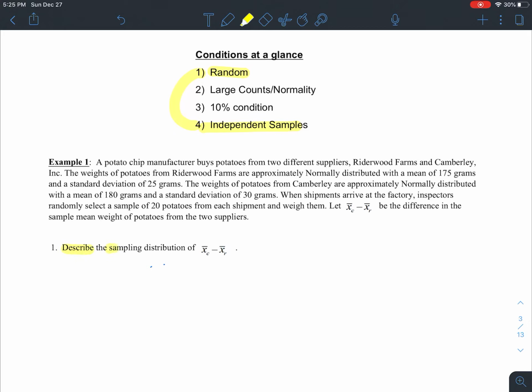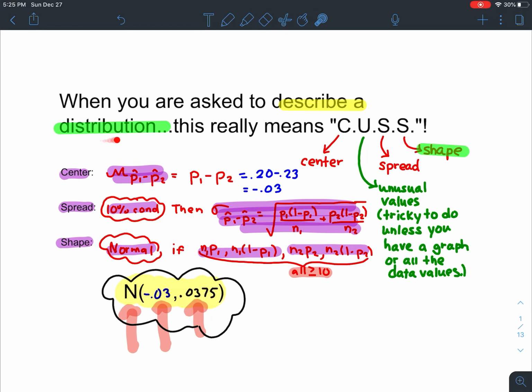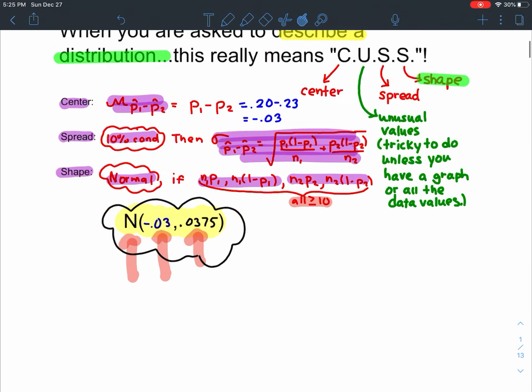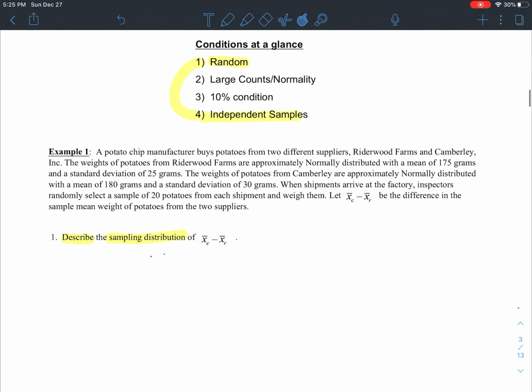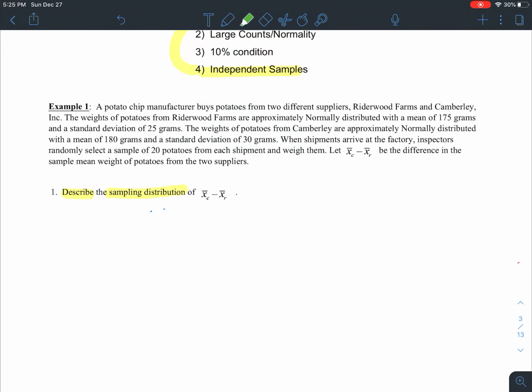So what we're going to start out with first in example 1 is to describe the sampling distribution. Make sure that when you're describing the sampling distribution, as I referenced on this opening page, anytime you're asked to describe a distribution, we want to be thinking CUS, more along the lines of just the center, the shape, and the spread. Okay? So here's what we're dealing with in this particular example.